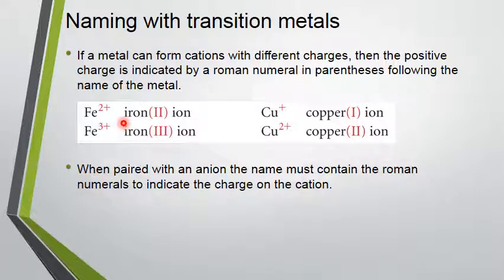So to show which one it is, we use Roman numerals after the name to tell us which form it's in. So iron 2 or iron 3. These will always be for positive charges. Similar for copper. Copper is going to be a +1 or a +2 charge. So copper 1 or copper 2. When paired with an anion, the name must contain the Roman numeral to indicate the charge of our cation. So if I was to make a compound with one of these, say I put iron 2 with chlorine, it would be called iron 2 chloride. That's how we would read it.